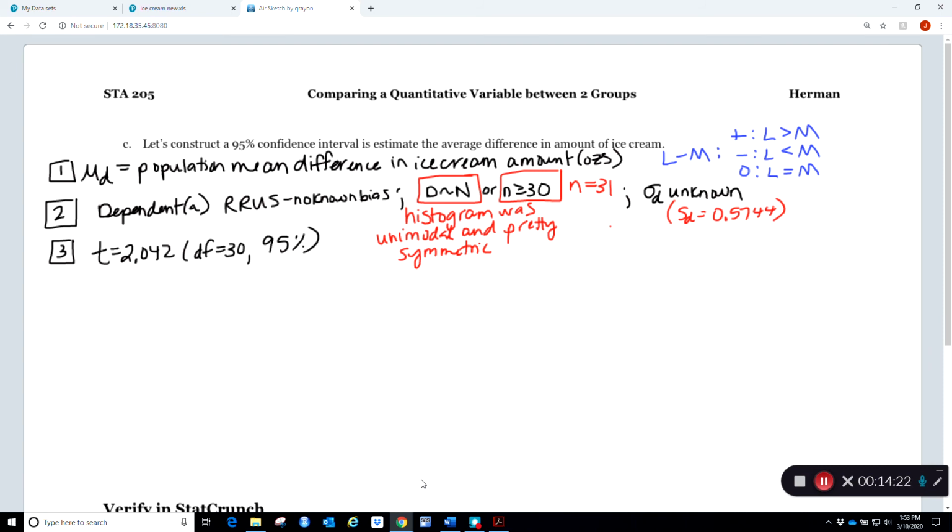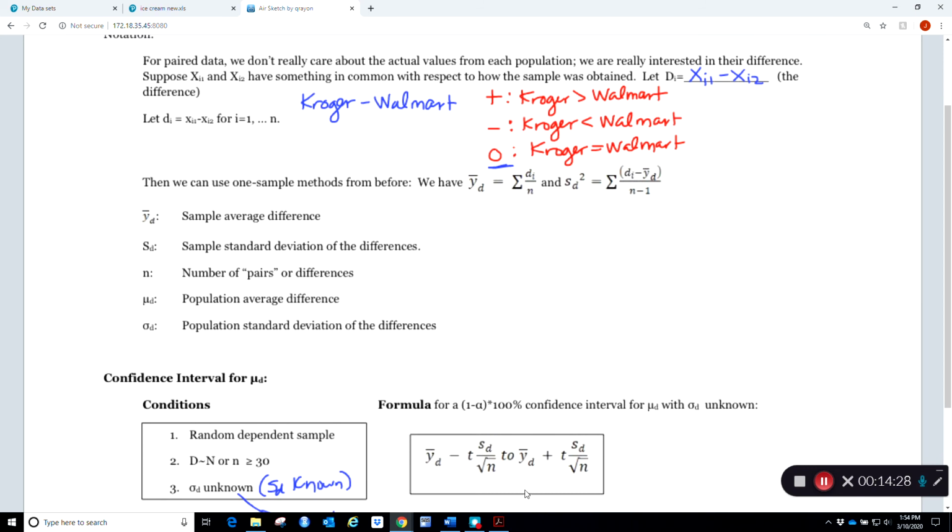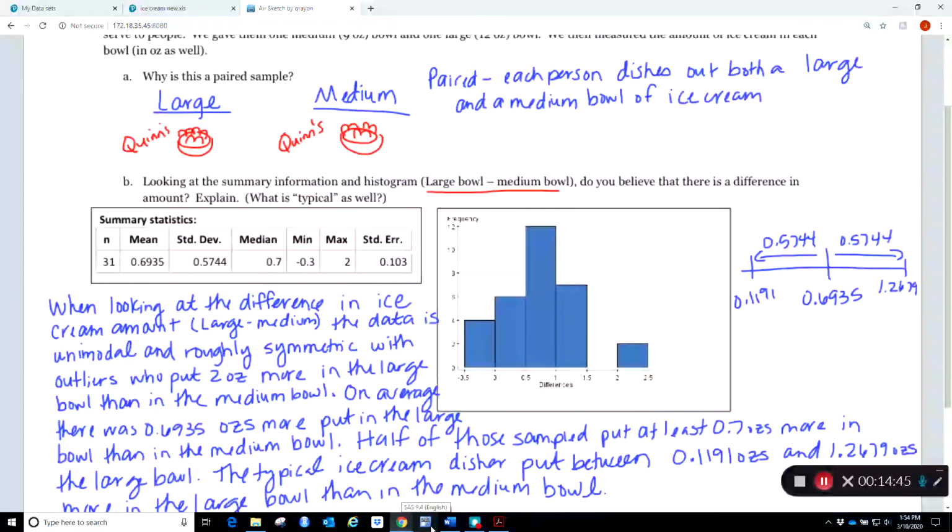So now we have everything to plug into our formula that we have at the bottom of page 3. So our sample mean difference from the StatCrunch output will be 0.6935. We just found our t. We labeled our SD back in the conditions as well as our n. So we already have everything we need here to do the math.